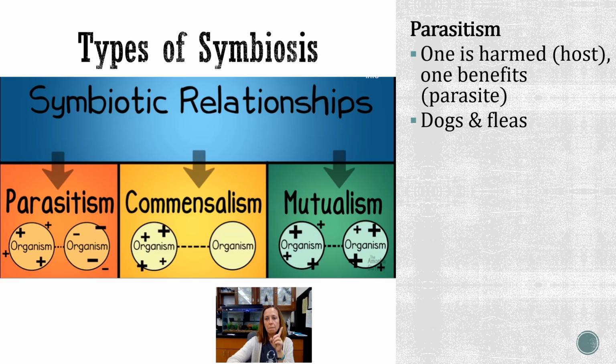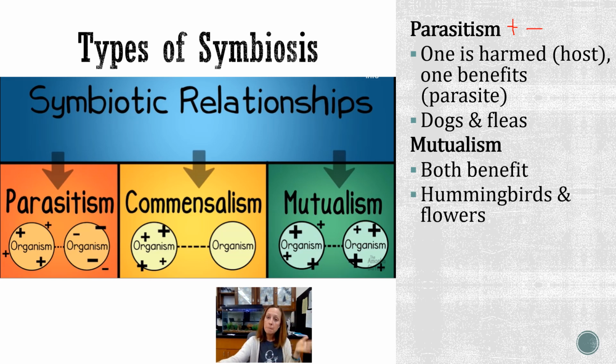First relationship, parasitism. This is when one's harmed and one benefits. What I want you to do is make sure you know parasitism has a plus and a minus. I got one helped, one harmed. Dogs and fleas. Mutualism. Mutual. In a mutualistic relationship, we are all happy. This is both benefits. So hummingbirds and flowers. Hummingbirds get food, flowers get pollinated, right? Those little birds that eat the ticks off of the rhinoceros's back, right? They get food, the rhinos get clean. Okay, it's a good one.